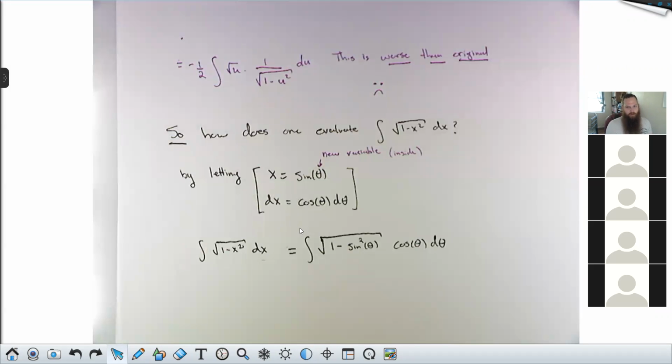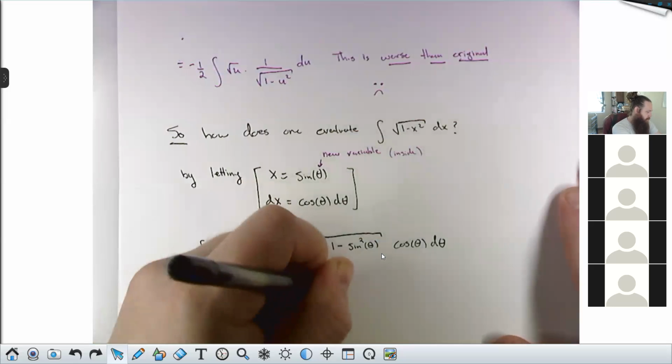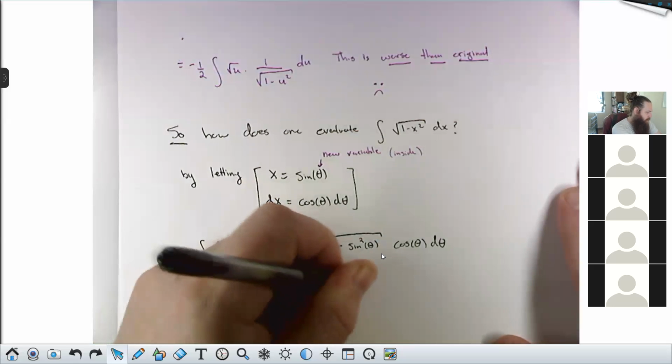Now, why is this nice? You might look at this integral and go, you're nuts. That's way worse than what I started with. I want to go back and do this. Except if you remember your trig identities. 1 minus sine squared theta is cos squared theta.